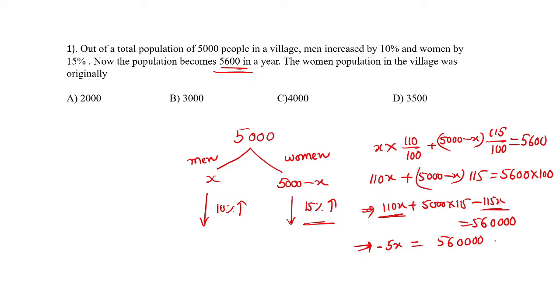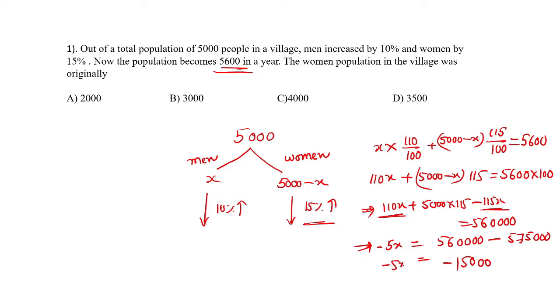What is 5,000 into 115? 5 fives are 25, carry forward 2, 5 plus 2 is 7, then 1 into 5 is 5, then 3 zeros: 575,000. Now subtract this from 560,000. Then what will be the result? 0, 0, again 0. Then 5 minus 0 is 5, then 7 minus 6 is 1, 5 minus 5 is 0. So 15,000, here minus 15,000, because 575,000 is greater than 560,000.